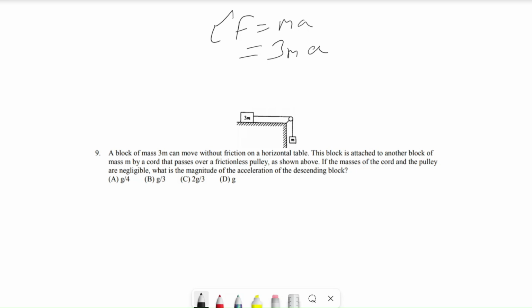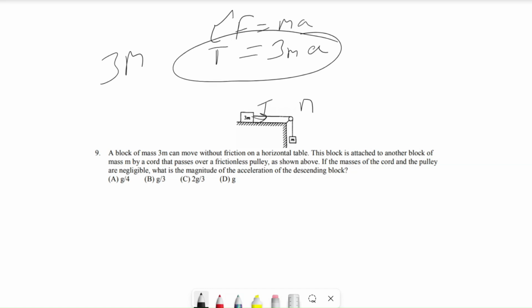And the only thing acting on this object is going to be the force tension right here, because as we said, they can move without friction on a horizontal table. So the only force acting on it is going to be tension. So we could say that the force is going to be tension. And then here we have our first equation for 3M.